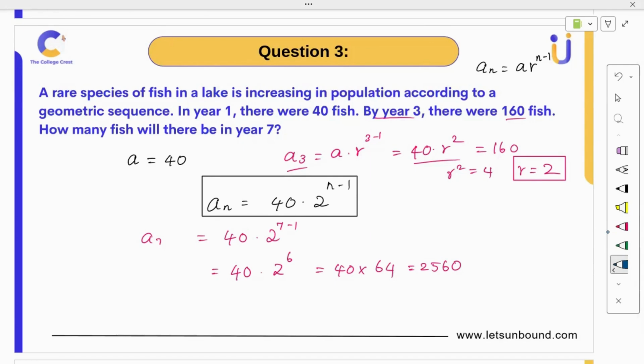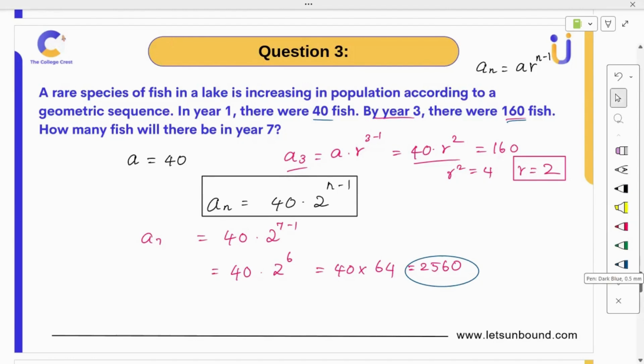And can you see the difference? By year 3, it was just 160. And that was a tremendous growth. This exponential function will always make that. It starts with 40 in year 1, and it's 160 and 2,560, right? But in arithmetic sequence, you can see the growth will be constant, it will be slow. But here it will be a tremendous growth.